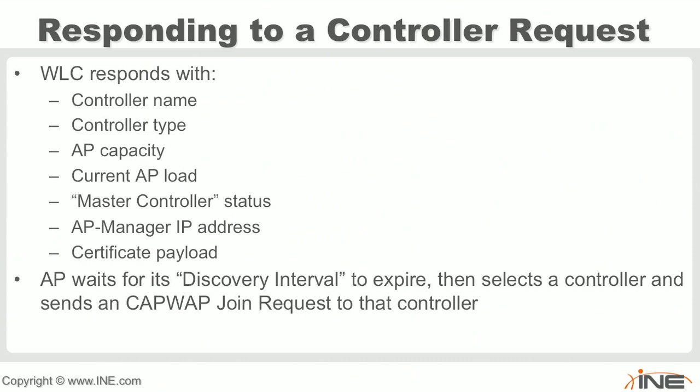The access point is going to wait for the discovery interval to expire, and then it's going to select a controller based on its list and send a CAPWAP join request. So it's only going to really join one particular wireless LAN controller, but it will do a discovery of all of them, and it will receive a response back.